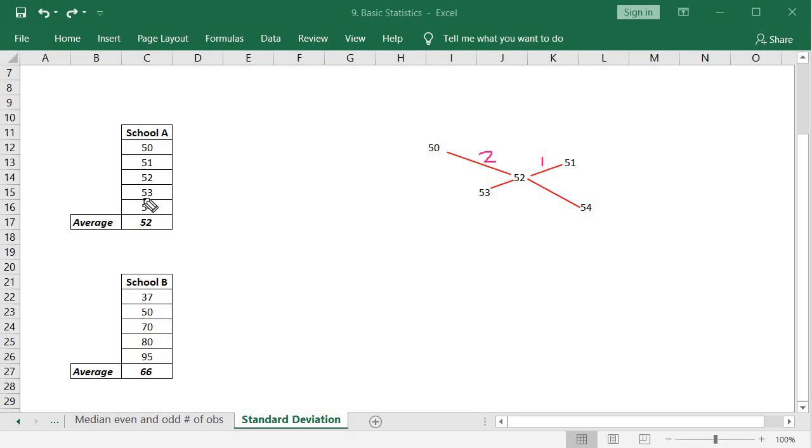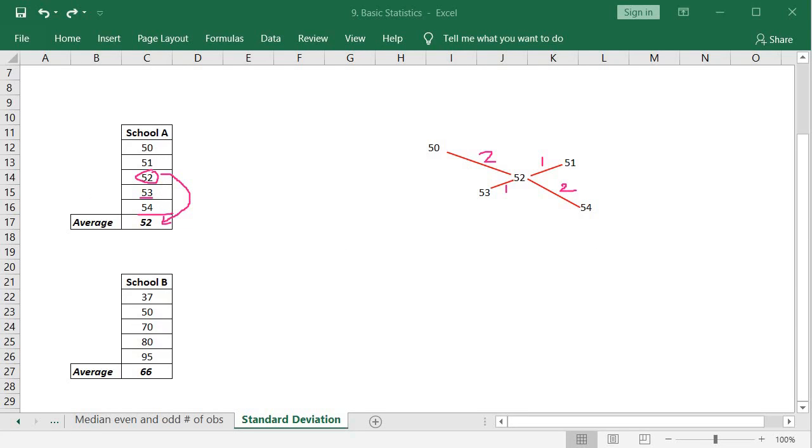Similarly, a student who has got marks of 53 is relatively nearer to the mean. He's just 1 unit away from the mean, or 1 mark away from the mean. A student who has got marks of 54 is 2 units away from the mean. 52 minus 54 is 2. And the student who has got marks of 52 is the mean itself. He has the mean score itself, so that's 0.